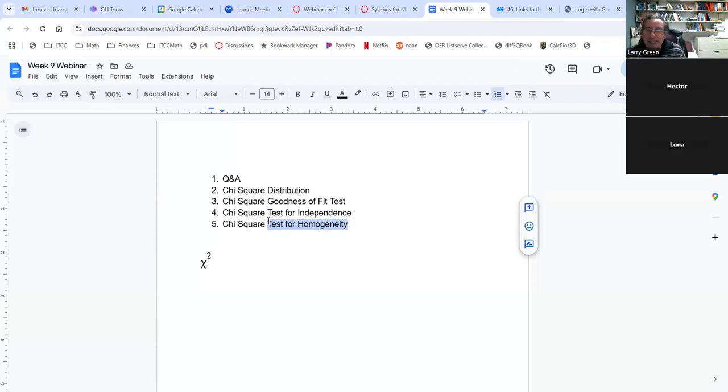Again, this is week 9, and 9 is an odd number. So there's no exam this week, which means you should have a little extra time to work on the project because it's a lighter week.